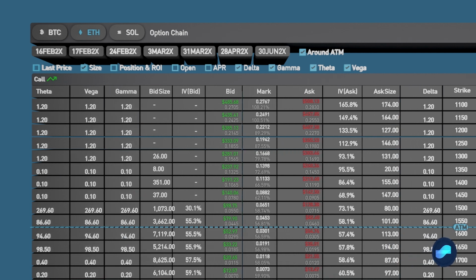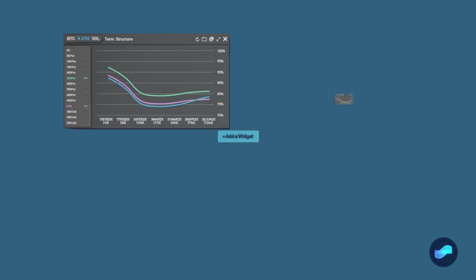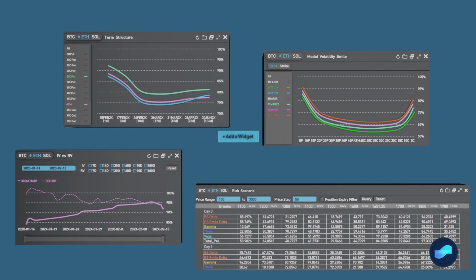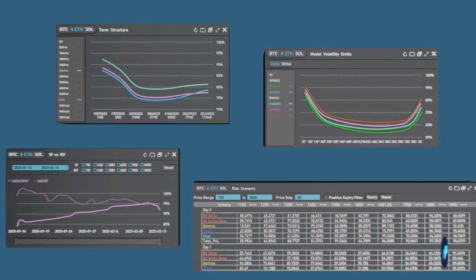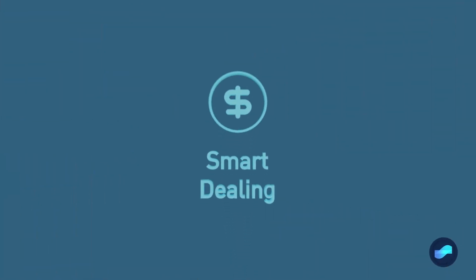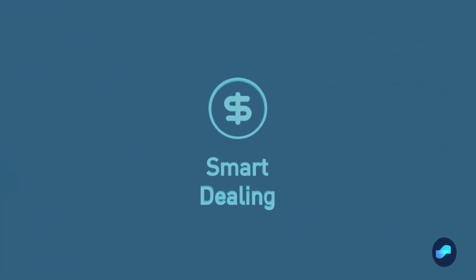On the SignalPlus platform, there's a bunch of handy widgets that can help you visualize your risk and potential earnings beyond the view of the option chain. This includes the Smart Dealings window, which helps you trade multi-leg strategies more efficiently.